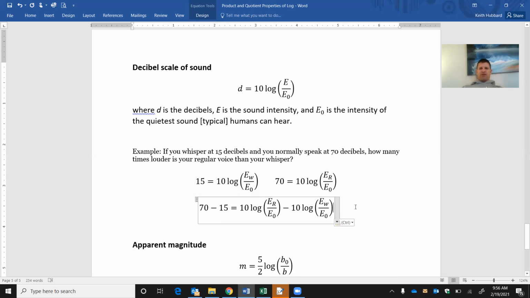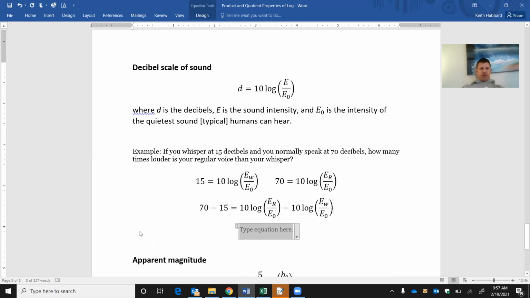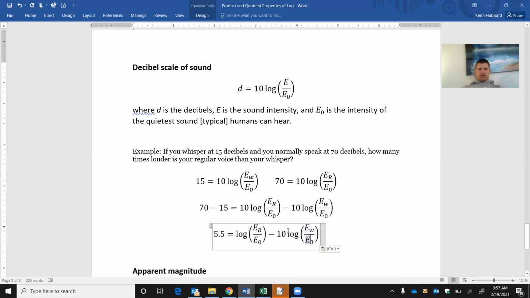I think I'm going to divide everything by 10. But you could also change that and make it an exponent. So let's see. I'll take the liberty of doing two things in the same step. 70 minus 15 is 55. Then we'll divide everything in sight by 10. So I have this, divided everything by 10. Now you can see I've just got those logs together and I can subtract, okay?